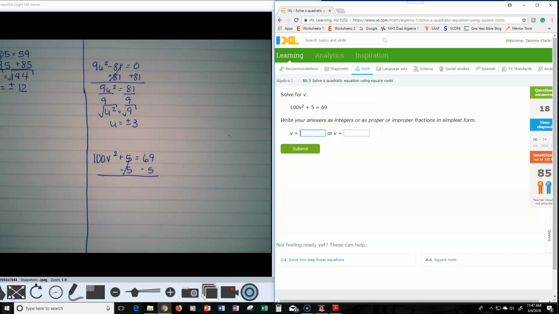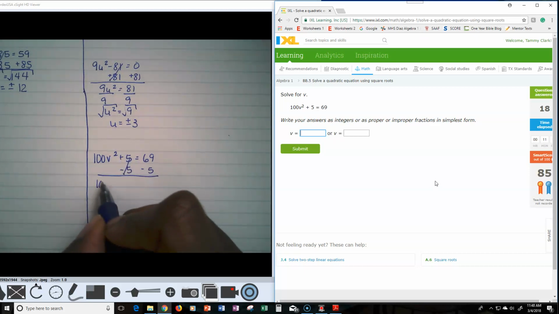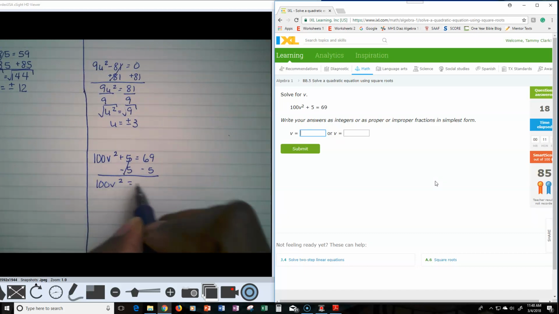The next problem I found was 100v squared plus 5 equals 69. Notice the range that I am in. So, you know, you're shooting for mastery. So the problems are going to get more involved as you go higher. Nothing really changes except that we have to make sure that we get v squared alone. So the first thing I'm going to do is I'm going to subtract 5 from both sides of the equation. I had 100v squared equals 64.